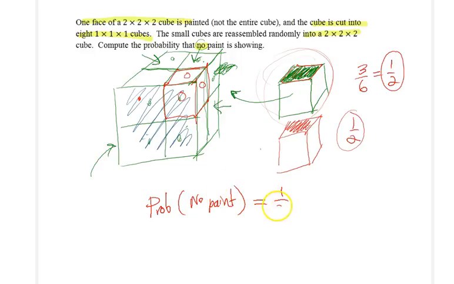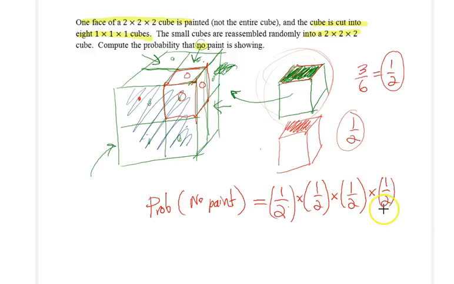Therefore, the answer to the question, the probability that no paint shows, is basically equal to 1/2 for the first 1 by 1 by 1 cube to show no face painting, and then 1/2 for the second cube, 1/2 for the third one, and finally 1/2 for the last one as well. As a result, the desired probability would be 1/16.